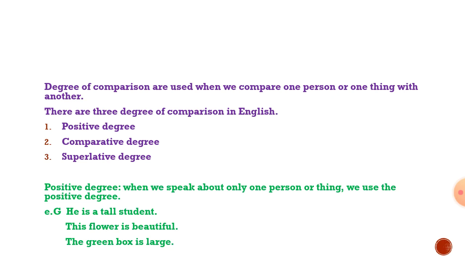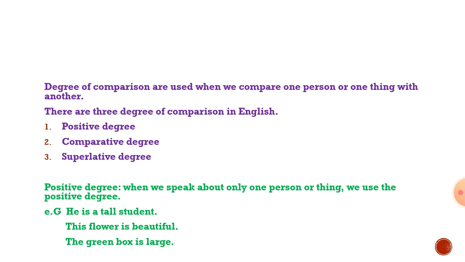Degrees of comparison are used when we compare one person or one thing with another. There are 3 degrees of comparison in English. First is positive degree, second is comparative degree, third is superlative degree. Let's discuss positive degree. When we speak about only one person or thing, we use the positive degree.